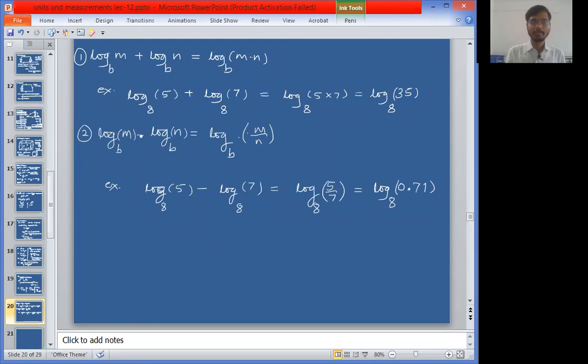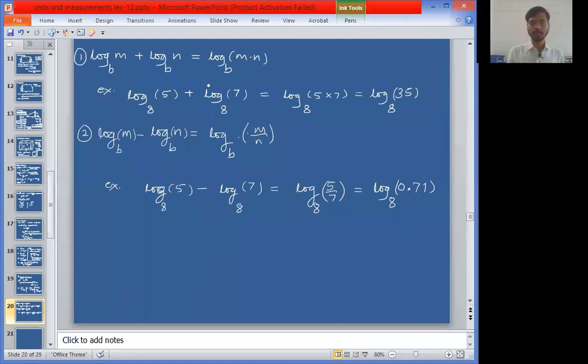So basically we are doing log m minus log n. Log m minus log n is log of m upon n. Log 5 minus log 7 is equal to log of 5 upon 7.